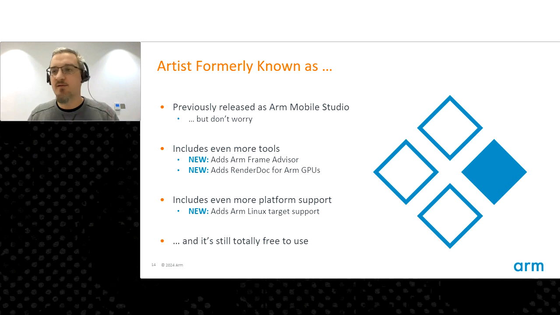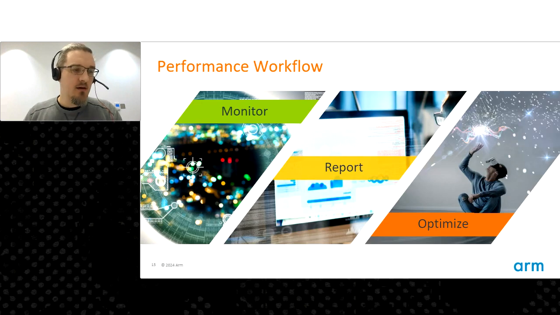We've added support for ARM Linux, so you can do embedded IoT and cloud server optimization for the CPUs. So the Mobile Studio name didn't make any sense anymore. It is just a rename. It's still free. It does more stuff. Don't worry. So if you're used to Mobile Studio, go download ARM Performance Studio and you're in a good place.